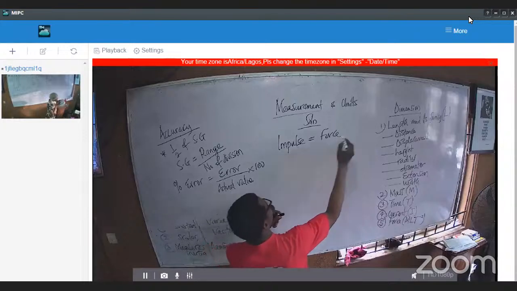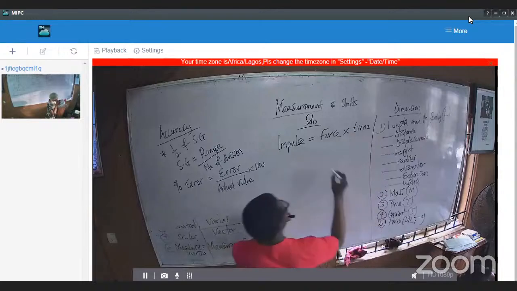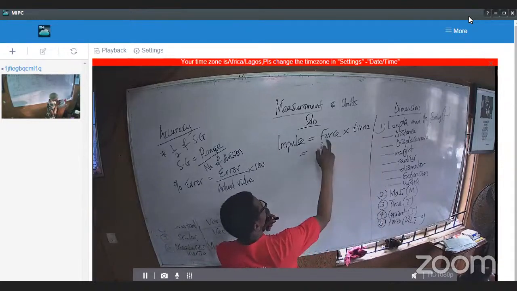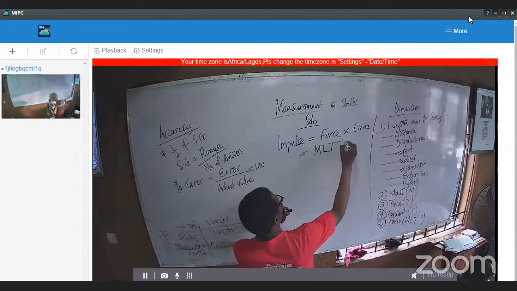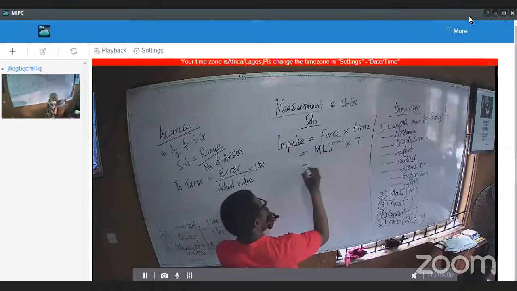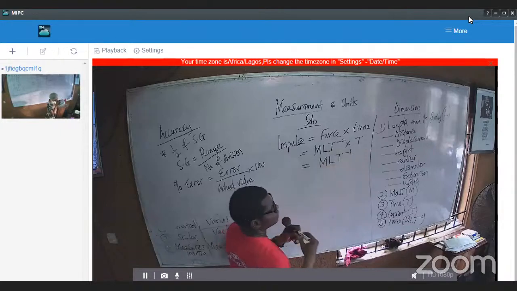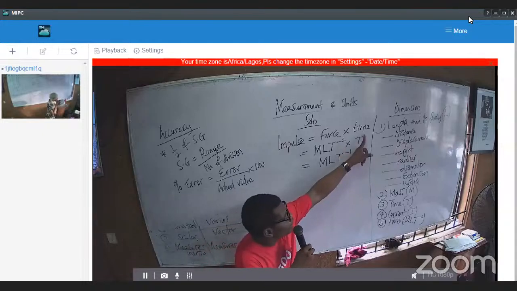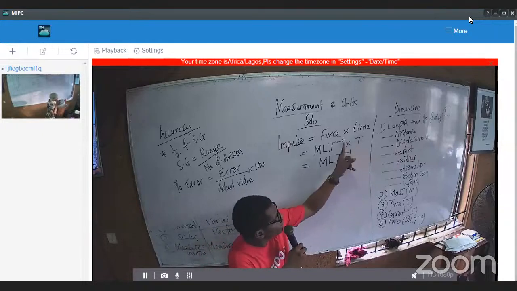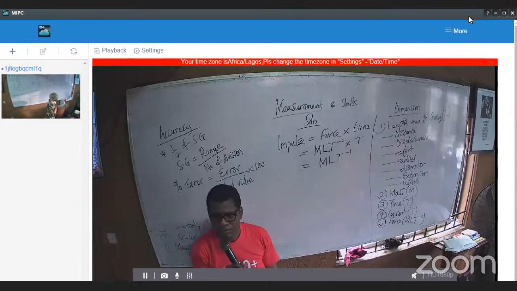So impulse is force times time, so I don't be deriving it every time. Dimension for force is what? MLT minus 2. What's time? T. Answer will now be what? Minus 2 and plus 1, these are indices. So minus 2 plus 1 will be minus 1.